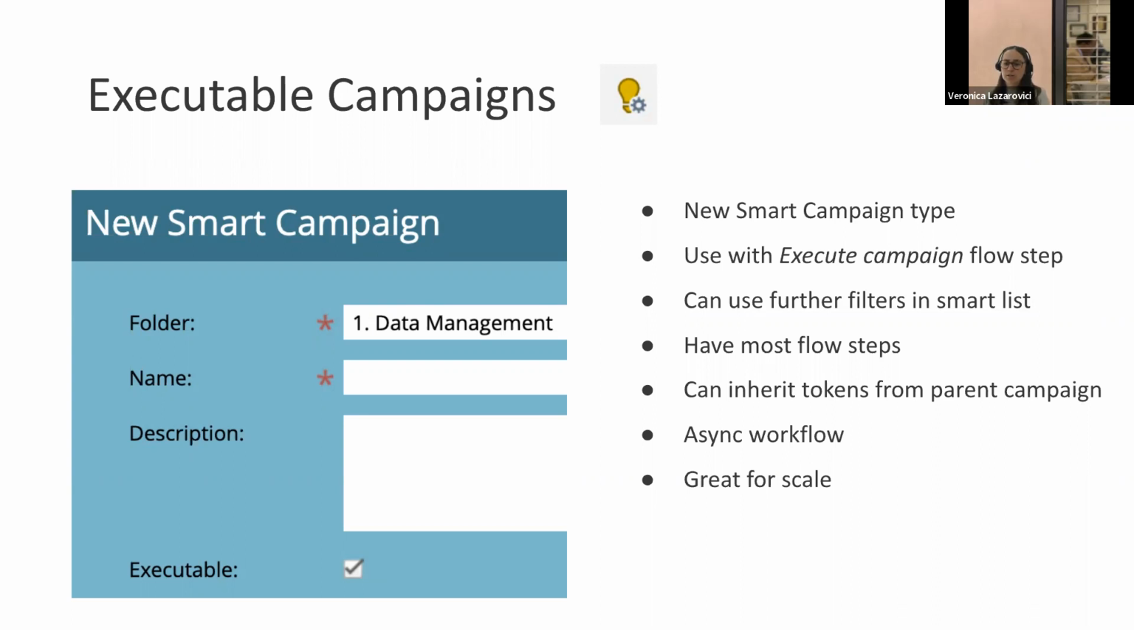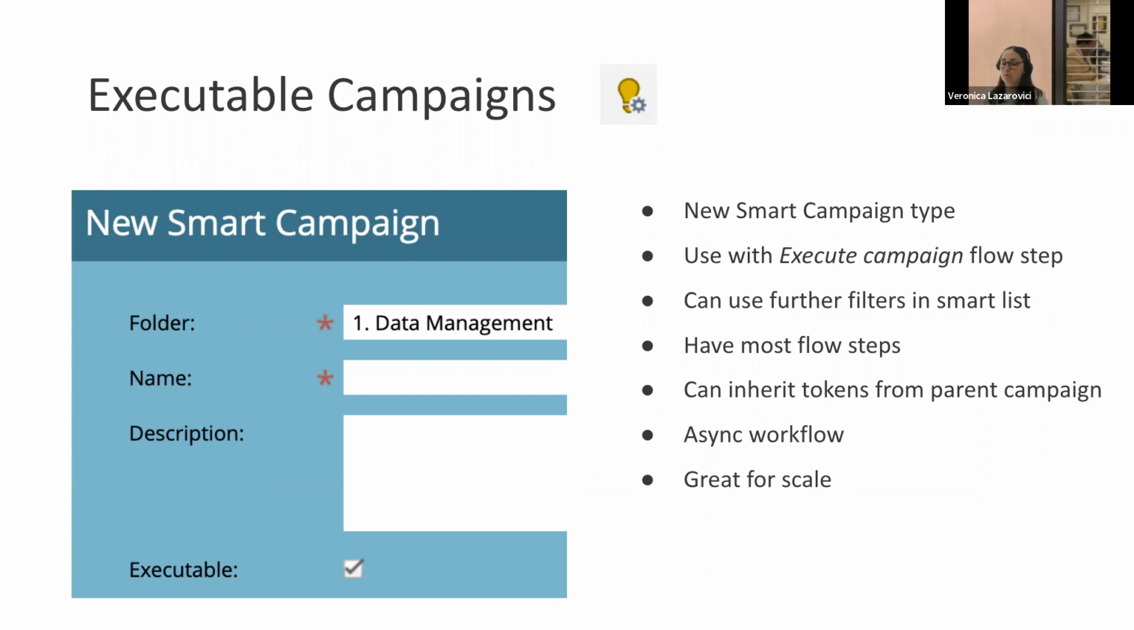The token context is another win for this type of campaign, because you can choose to use tokens from the parent campaign or the tokens in the program where you have the executable campaigns. This is useful for things like interesting moments. The main use cases for these types of campaigns are reusable workflows and order of operations. This makes them great for scale.